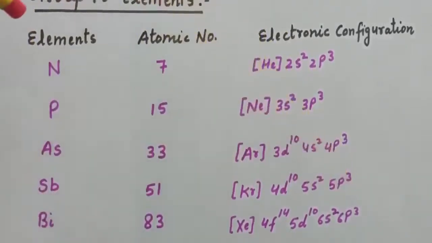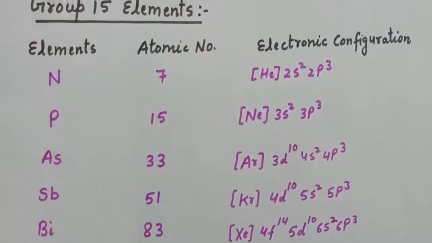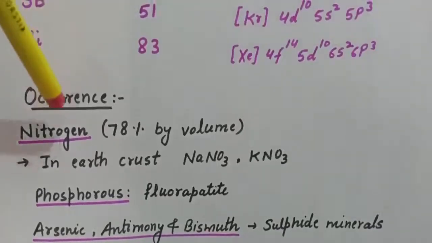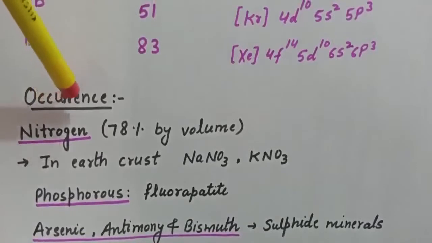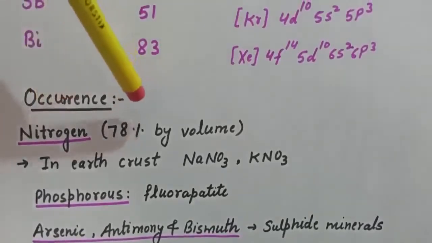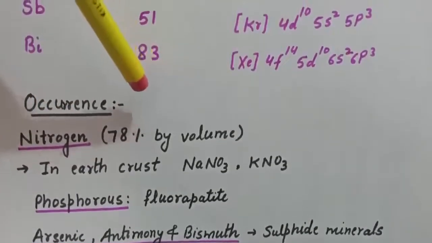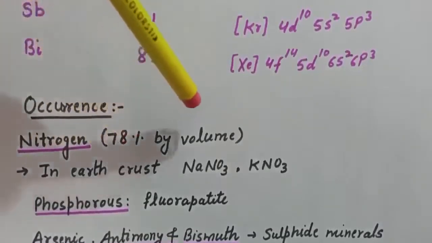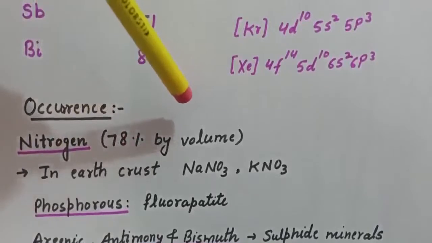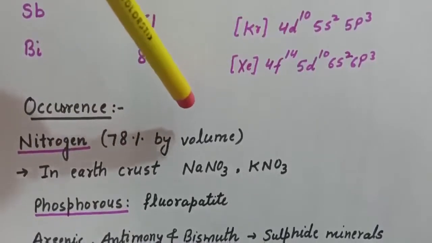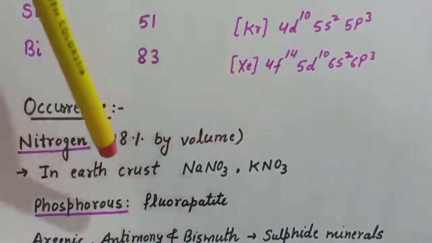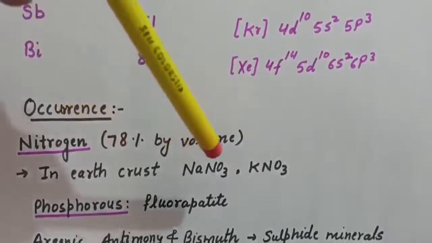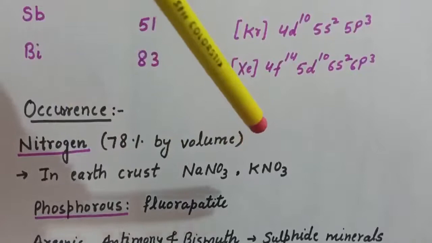Now next is the occurrence of group 15 elements. If we talk about nitrogen, molecular nitrogen comprises 78% by volume of the atmosphere, and in the earth's crust it occurs as sodium nitrate, which is also known as Chile saltpeter, and potassium nitrate. That is, in the earth's crust nitrogen occurs in the form of sodium nitrate and potassium nitrate.